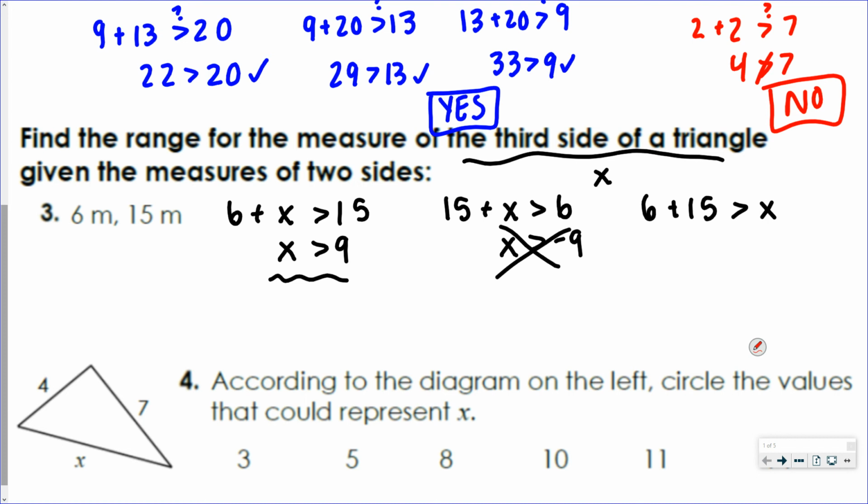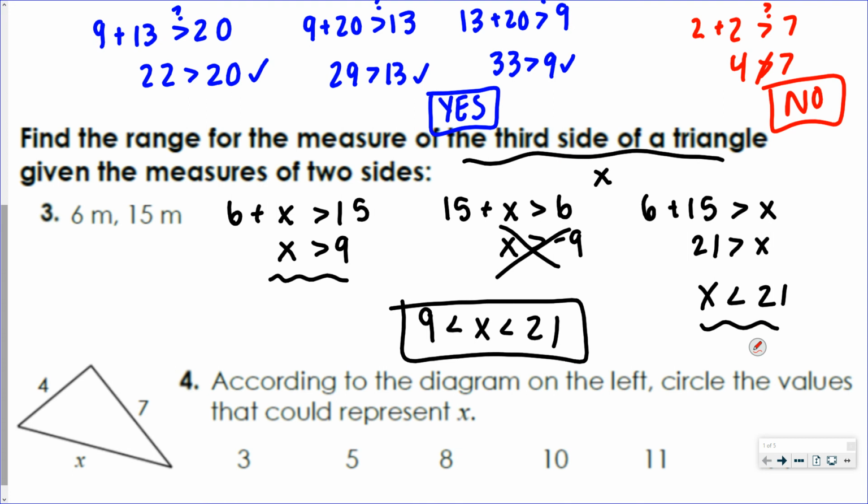All right, here, when I add those together, I get this statement. I like to rewrite it this way. I didn't flip the symbol, I'm just rewriting that statement, and that tells me X has to be less than 21. So, X has to be greater than 9 and less than 21. Another way I could say that is in between 9 and 21. Could it be 9 or 21? No, just in between. So how we write that is our compound inequality, like this: X has to be in between 9 and 21, not equal to, in between.